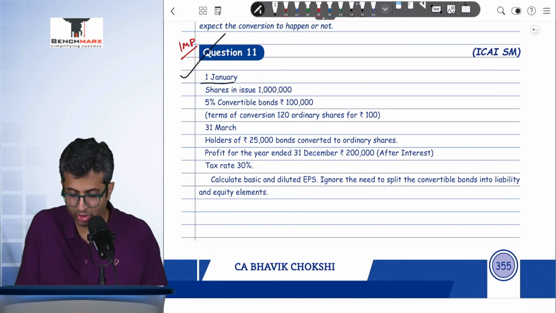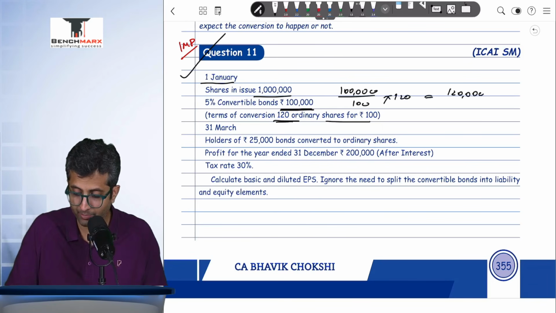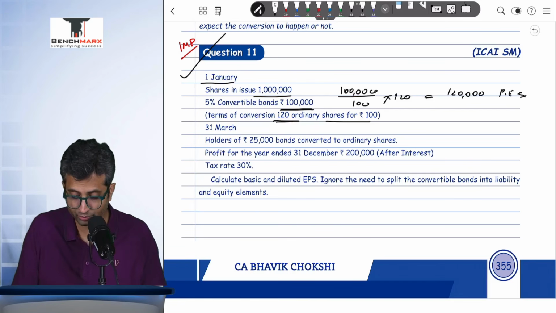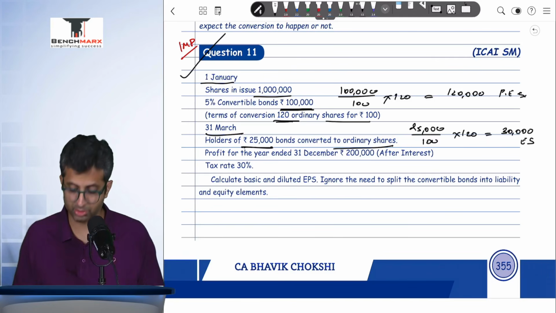On 1st January, shares in issue are 10 lakhs. Okay, 5% convertible bonds are 1 lakh. And terms of conversion are 120 ordinary shares for rupees 100, which means 1 lakh divided by 100 into 120, I can say 1,20,000 potential equity shares. On 31st March, holders of 25,000 bonds converted into ordinary shares. This is 25,000 divided by 100 into 120. Probably this would be 30,000 equity shares converted on 31st March.